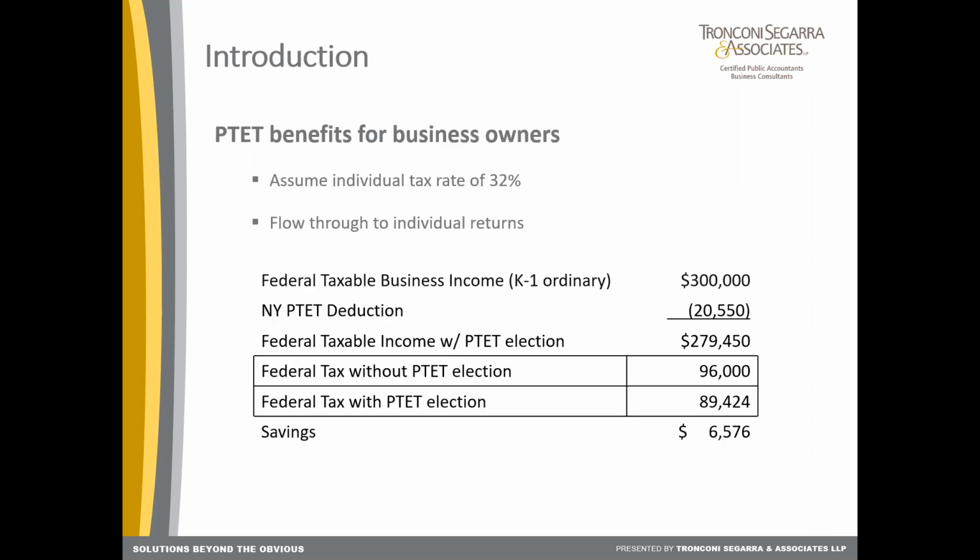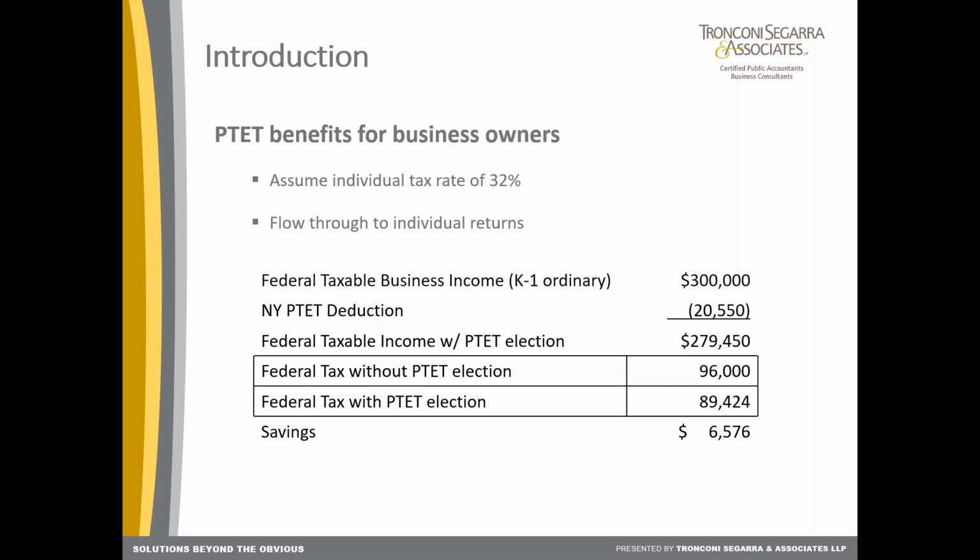So this is a high-level overview of how this works. This is a flow-through entity. It has $3,000 in income that's going to be picked up on K-1s or reported on individual income tax returns. Assuming those individuals are at the 32% rate, the income tax paid on the cumulative individual tax returns would have been $96,000 if they don't make the election.